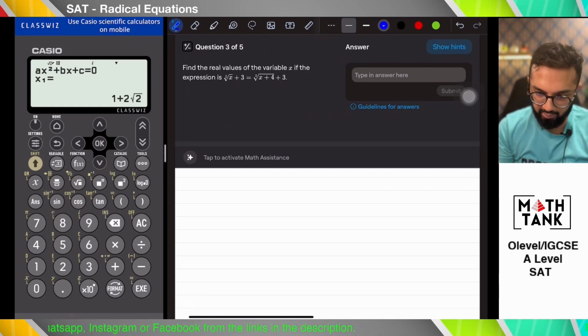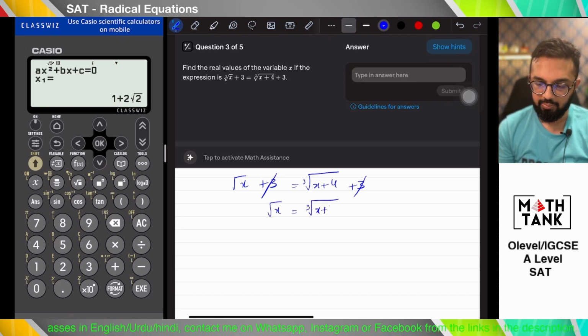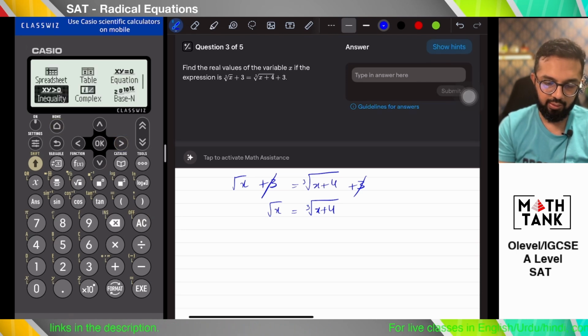Question number 3. Square root of x plus 3, cube root of x plus 3. So 3 and 3 cancel out. Square root of x equals cube root of x plus 4. Now, to be honest, I can just put that on my calculator and get this done with.